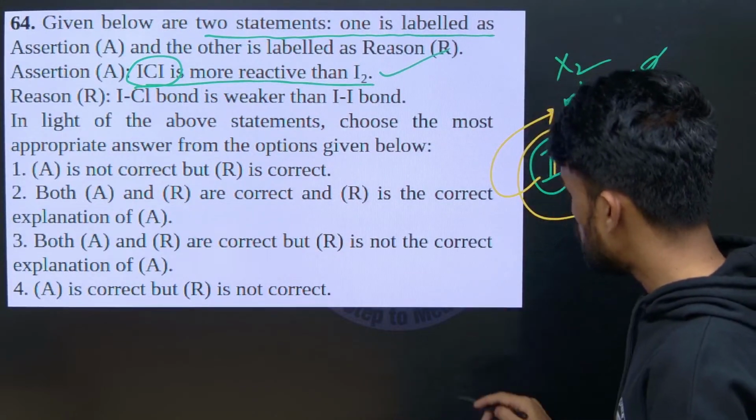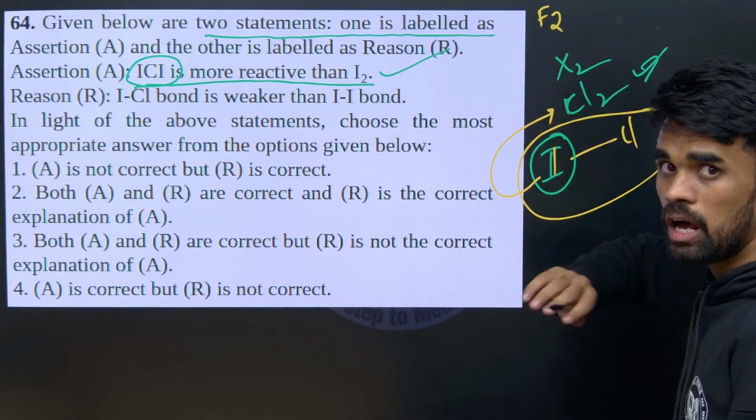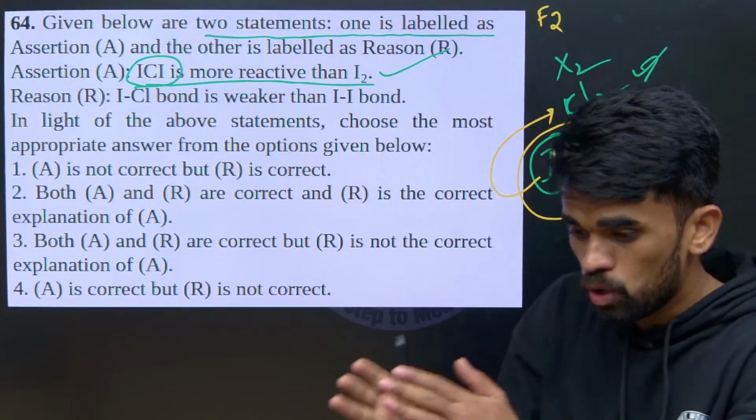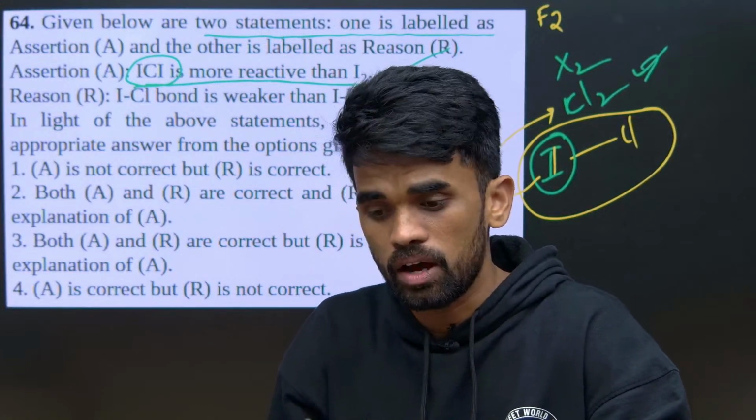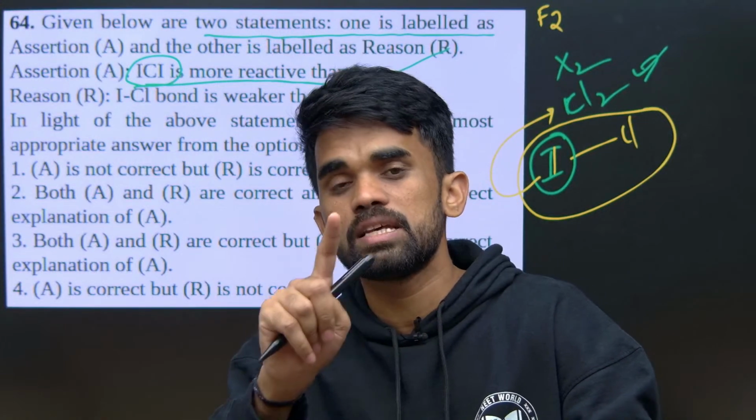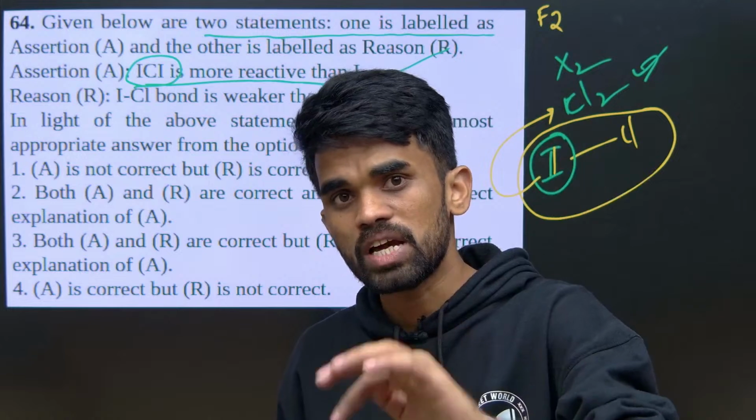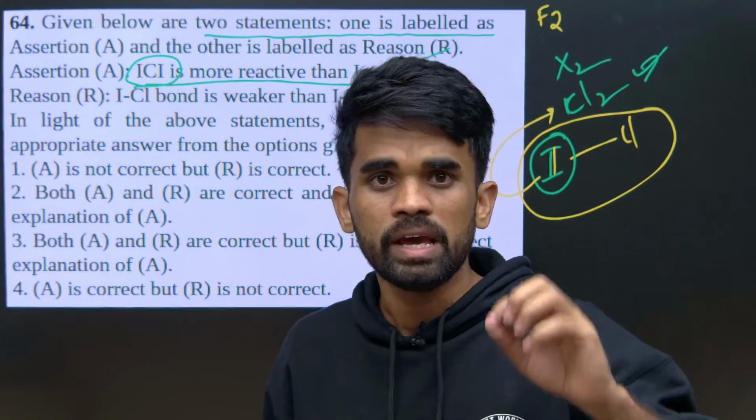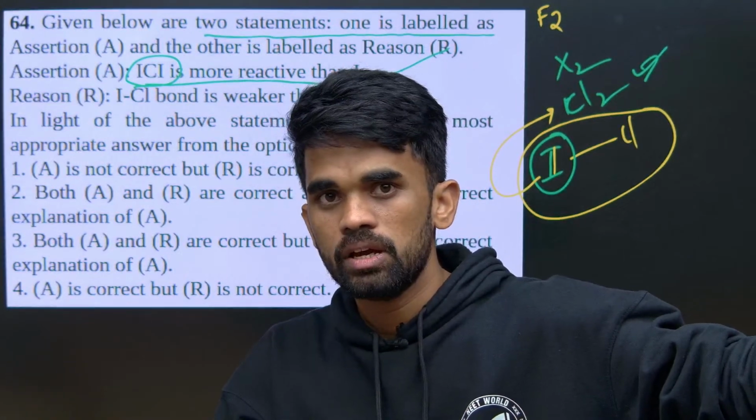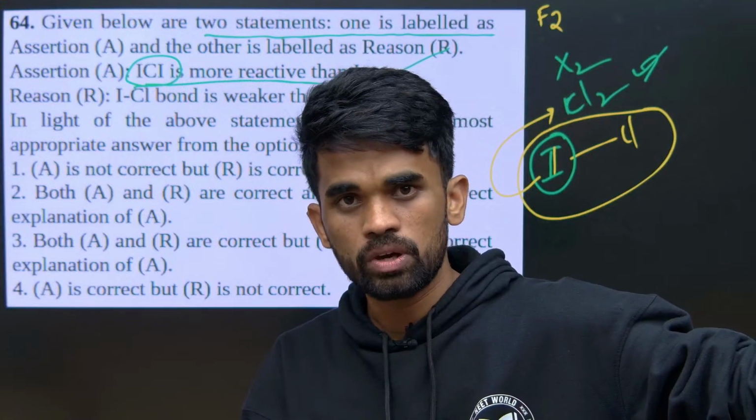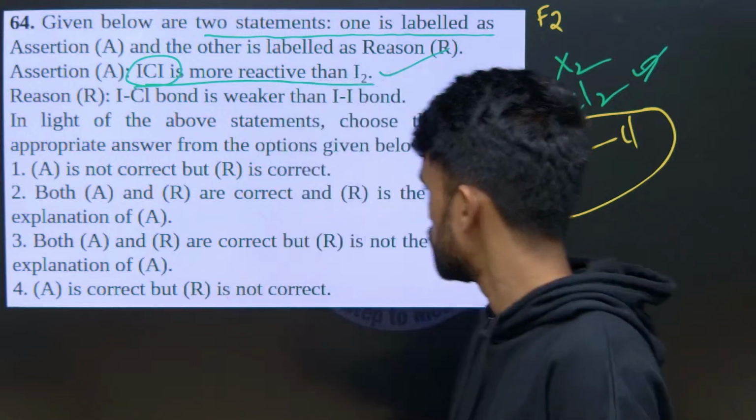When we compare F2, Cl2, I2, F2 is more reactive than all other halogens. Now if I compare halogens with interhalogen compounds, all interhalogen compounds are more reactive than all the halogens except fluorine. You can remember this statement. Fluorine is more reactive even when we compare with the interhalogen compounds. If we compare interhalogen compounds with the other halogens, interhalogen compounds are more reactive. If we compare fluorine with interhalogen compounds, fluorine is more reactive. I hope it is clear.